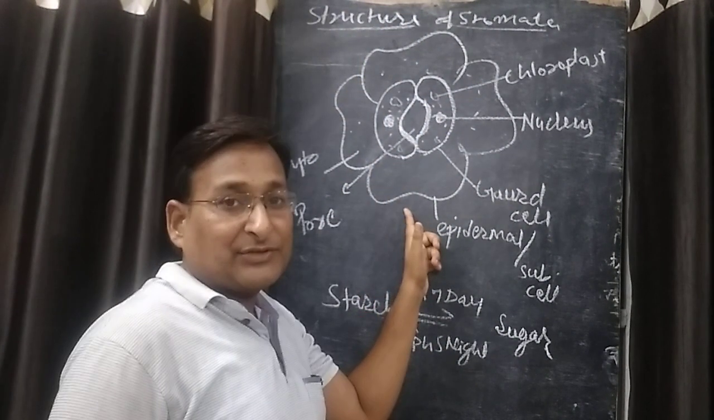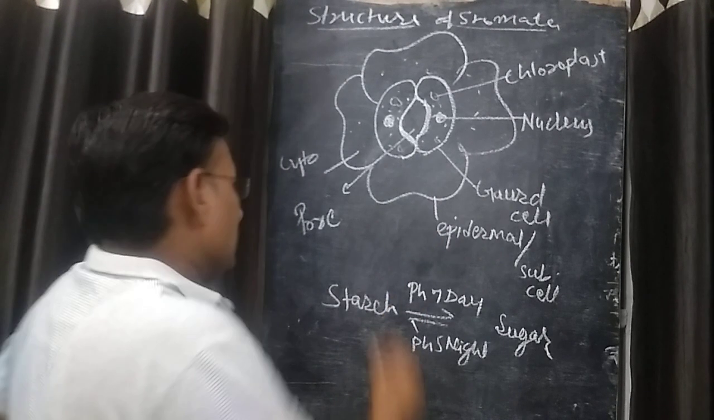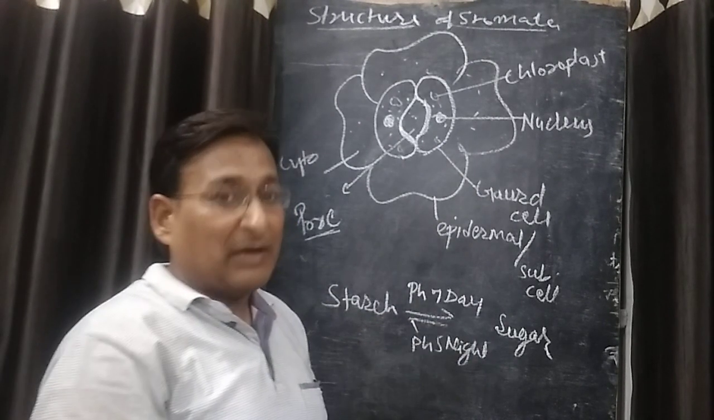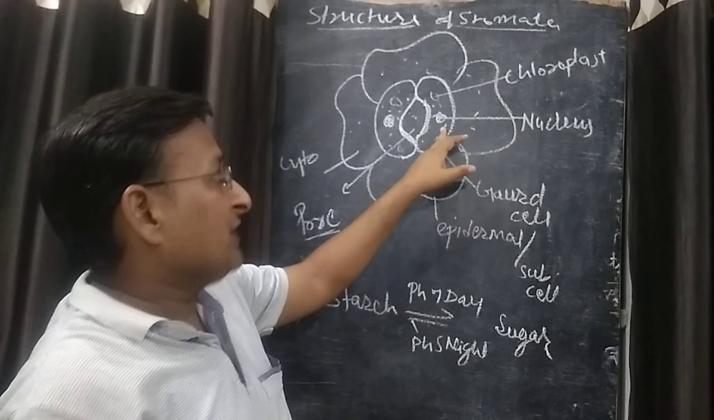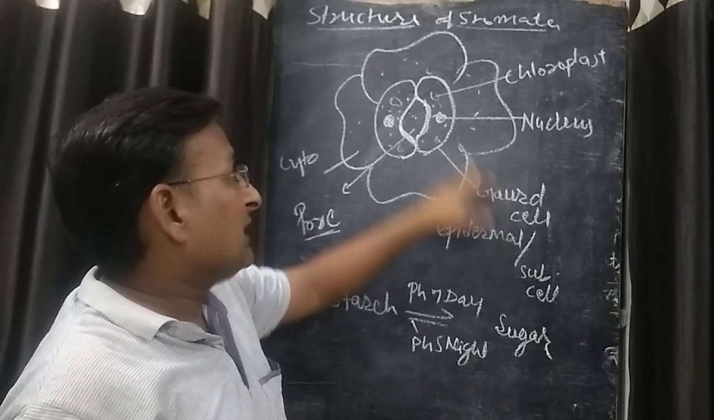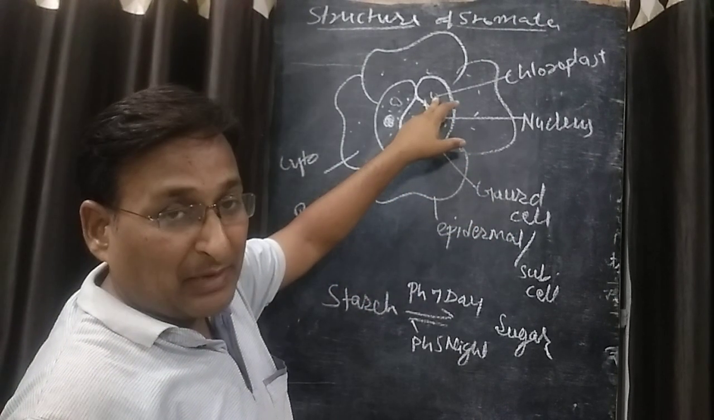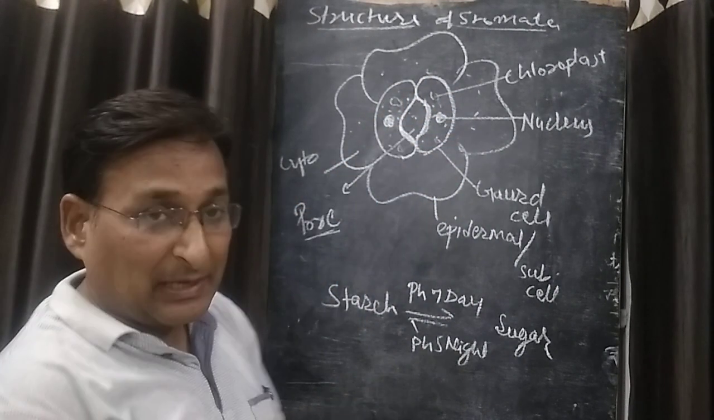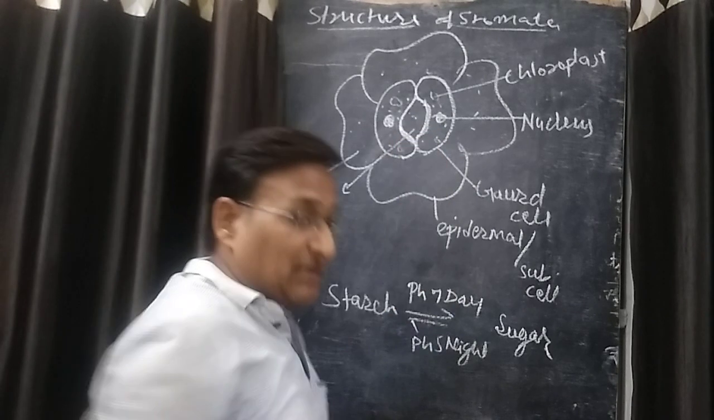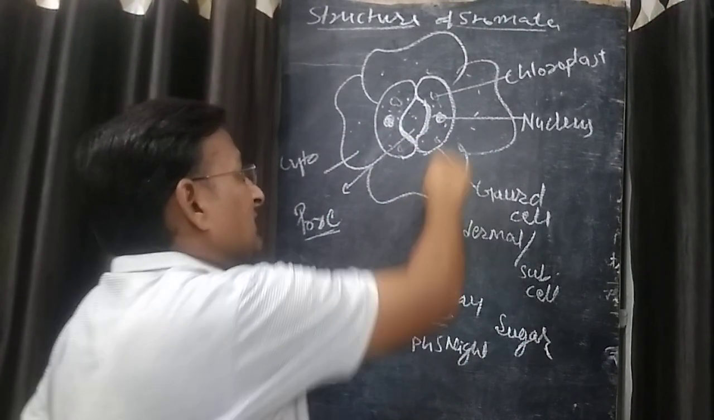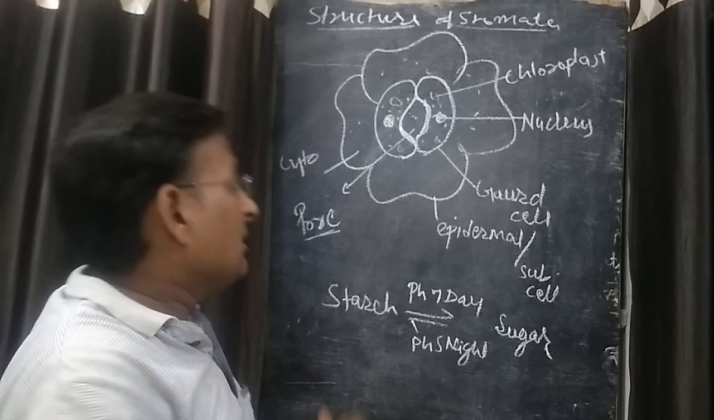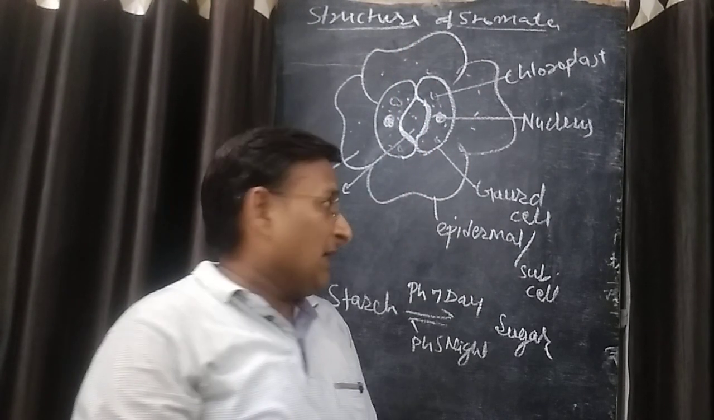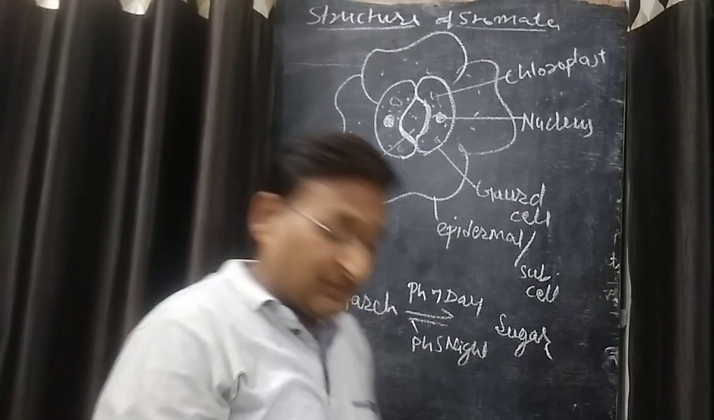You can see the structure of stomata. Stomata is a minute pore which is covered by kidney-shaped or bean-shaped guard cells. Guard cells contain nucleus and chloroplast. They also contain cytoplasm. The inner layer of the guard cell is thick and the outer layer of the guard cell is very thin. It is also covered by epidermal cells, or we can say subsidiary cells.